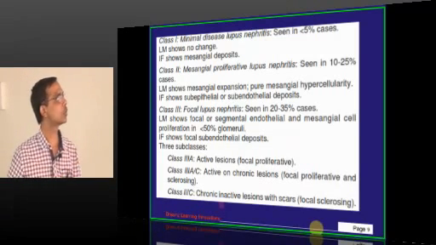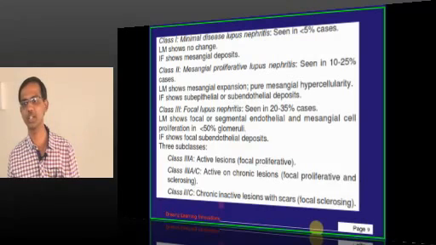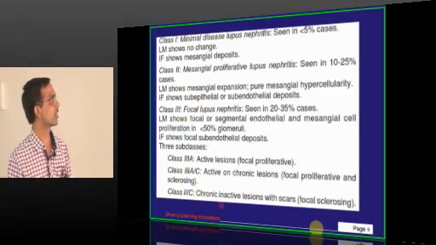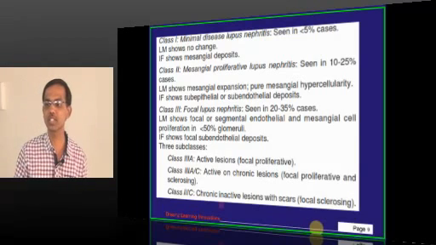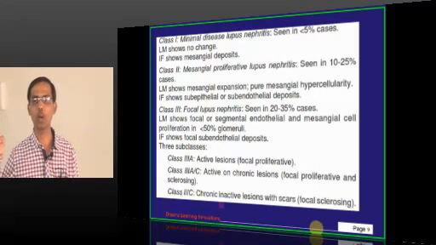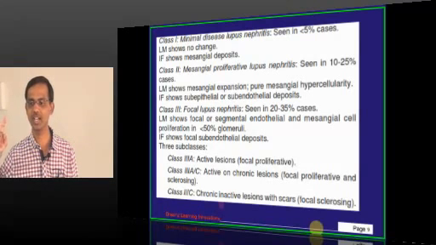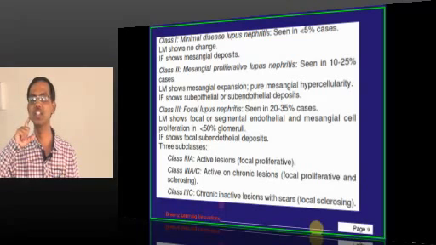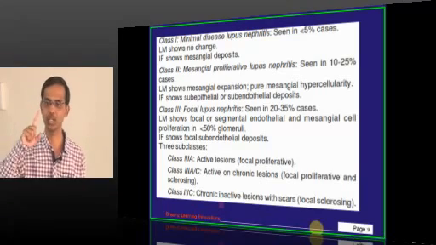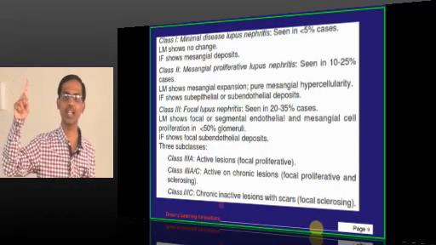Class 1, there is hardly any change. Minimal changes are seen in the microscopy, in less than 5% of cases. On immunofluorescence, you are going to find mesangial deposits. In primary, there was one type where we saw deposits in the mesangium, that was IgA nephropathy. The deposits were in the mesangium, and it was IgA type.